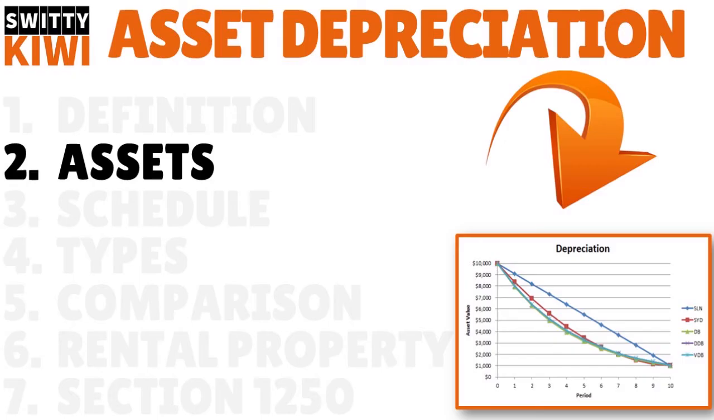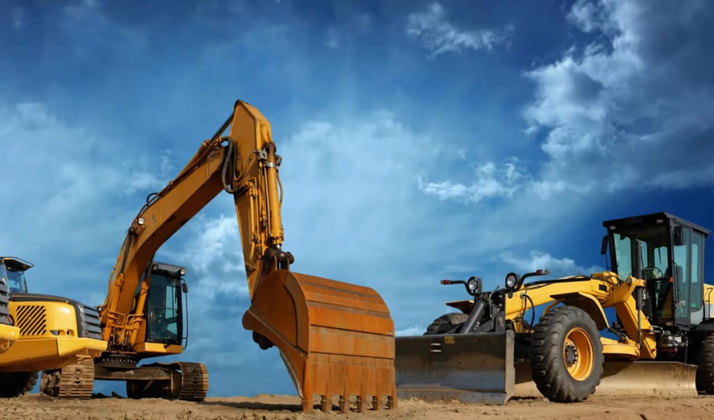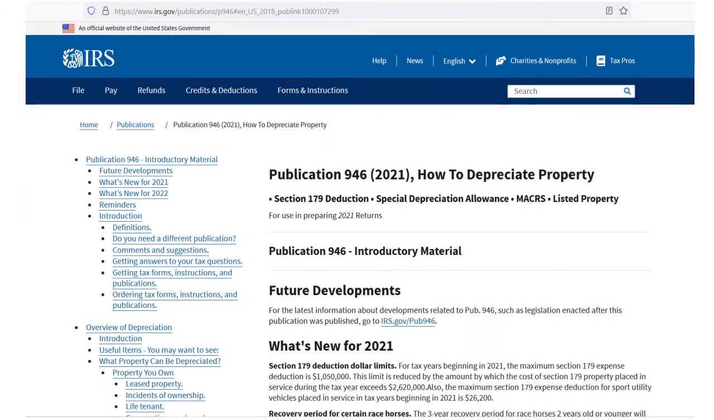Now let me just talk a little bit more about assets. What are we talking about? What kind of assets can you depreciate? Well, the IRS has set guidelines for what types of assets you can depreciate. So it needs to meet the following criteria. You own it, you use it in your business or to produce income, you can determine its useful life, and you expect it to last more than 1 year. So this is basically what it is, okay?